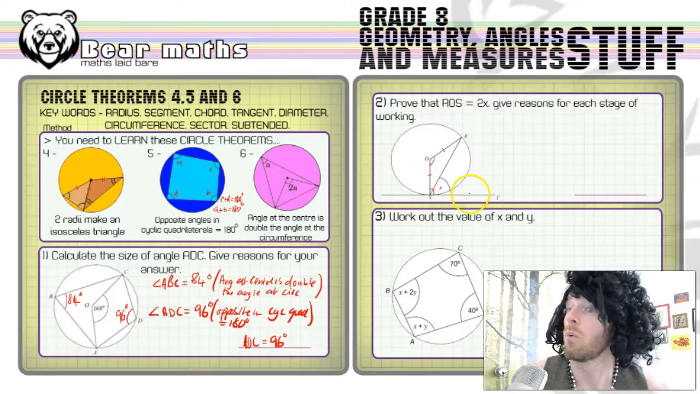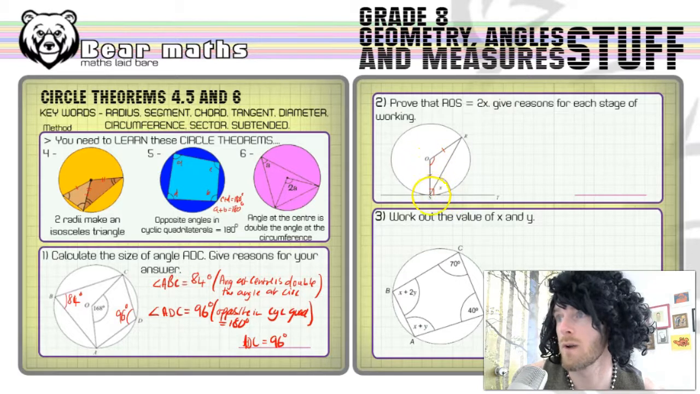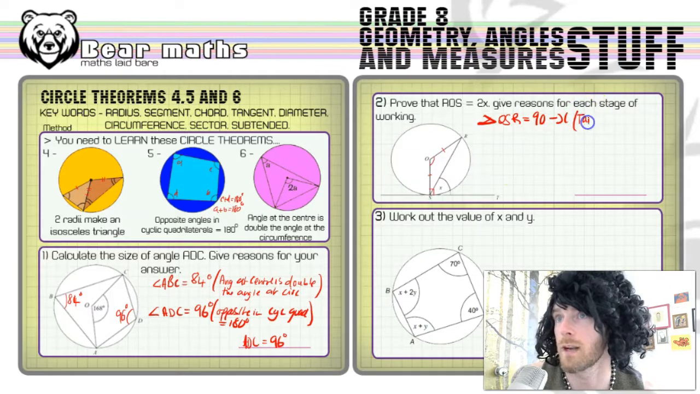So what you have to do here is form some expressions with these proof questions. Form some expressions because we've got that is x, right? So angle OSR, let's write down angle OSR equals 90 degrees minus this x. 90 minus x. And the reason it's 90 minus x is because a tangent meets a radius at 90.